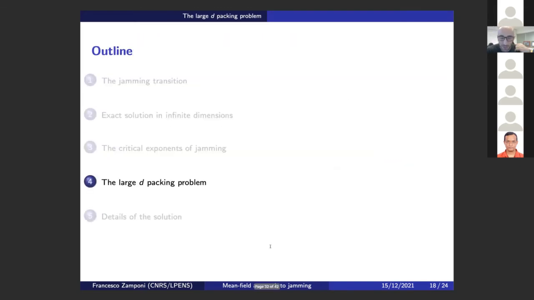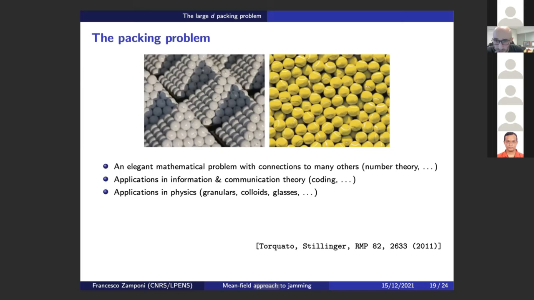Thanks. So I want to mention quickly the original motivation for our work, which is to understand the large d packing problem. The packing problem is the problem of packing hard spheres in space. It's an important mathematical problem. It has been studied a lot by mathematicians, and it's connected to many other problems in number theory, in communication theory, and so on. You can check this nice review by Torquato and Stillinger, where they describe all the possible applications of packing problems.